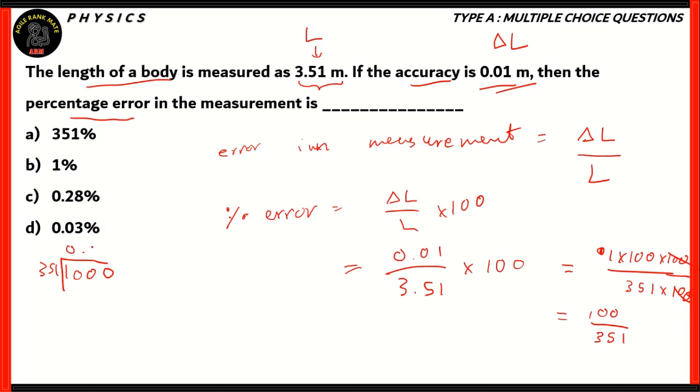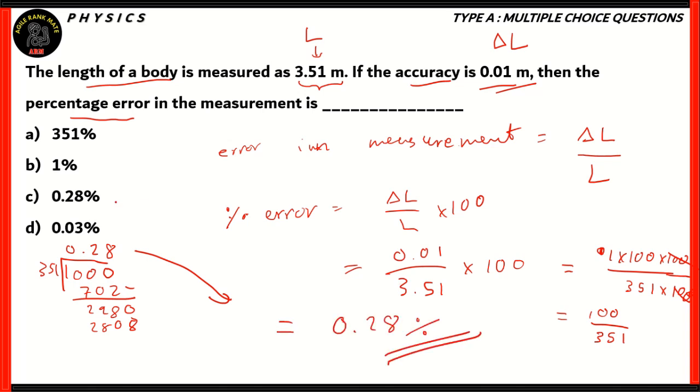So 351 goes into 1000 two times. And when you multiply that, you'll get 702. Subtract that, you'll get 298. Again, 351 does not go into 298, so we add a 0. And in this particular scenario, it goes in there 8 times, and that will be 2808. So as you can see, the quotient would move on, but we can approximate the quotient to 0.28 percentage. So option C, 0.28 percentage, turns out to be the right option.